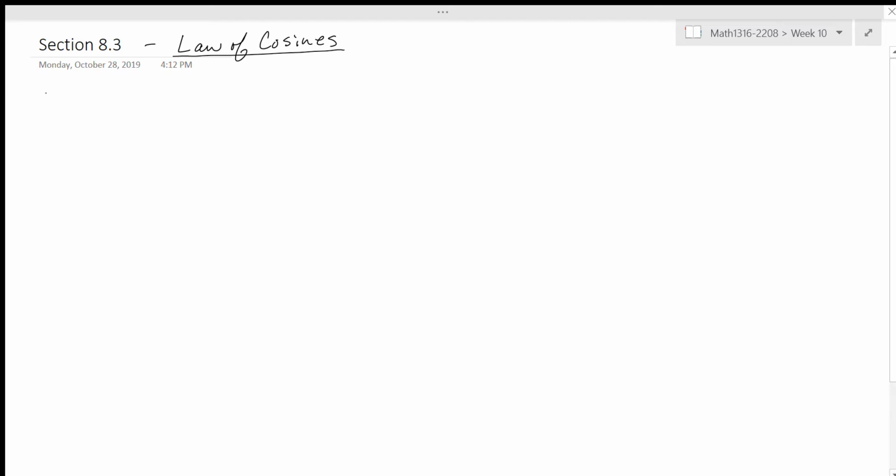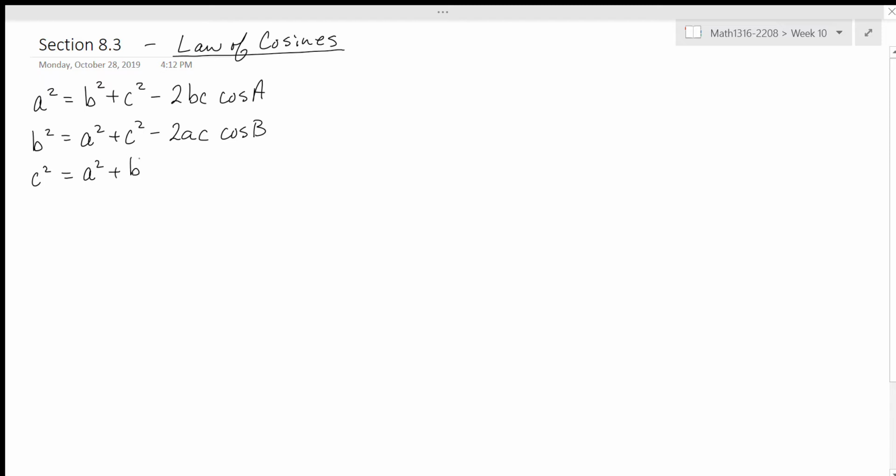I need to give you the formulas, though. There are 6 of them. Here we go. Formulas for the Law of Cosines. Bam, there's the first 3. First 3 formulas for the Law of Cosines.